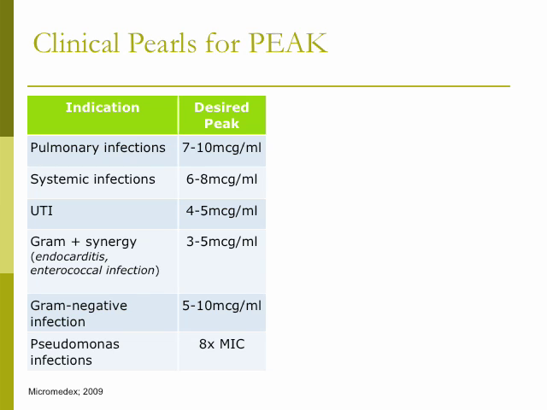Whereas if you're using aminoglycosides in synergy with the beta-lactam, for example, desired peak can be as low as 3 to 5. And in urinary tract infections, because aminoglycosides are almost 100% eliminated in the urinary tract, peaks of 4 or 5 are adequate for those types of infections. And down here, when you're treating pseudomonal infections, the recommendation is 8 times the MIC. So if you have an organism that MIC is 1, for example, you would probably want a peak of at least 8.